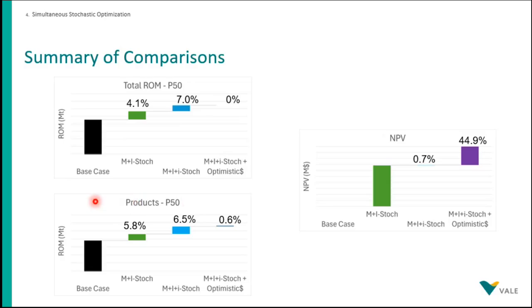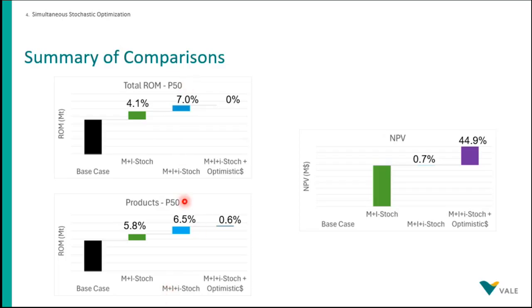In terms of, sorry about the label here, this is the amount of products. So this was what was reported by the base case. In total, we have almost a 6% increase using the first stochastic optimization, and an additional 6.5% on top of this by including inferred material, and only 0.6% on top of this using optimistic prices.